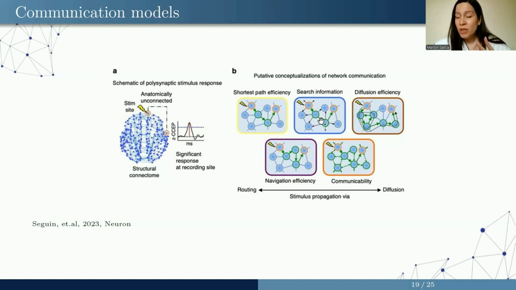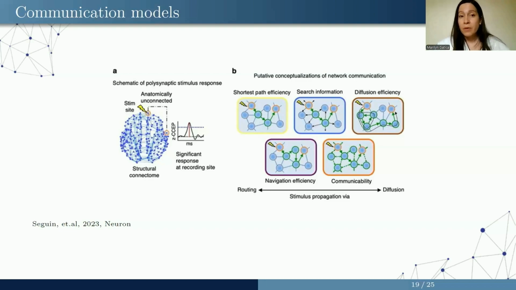But in the middle, you have 2 interesting cases, the search information and the communicability, which are affected if you have more paths to go from one source to the target. In one case, if you have more paths, the stimulus will get diffused, but in the other it will get potentiated. The paper was super interesting because they showed that the most explanatory models are not the classical shortest path efficiency, but the search information and the communicability. So it's important to move from the classical efficiency communication models towards diffusion too.